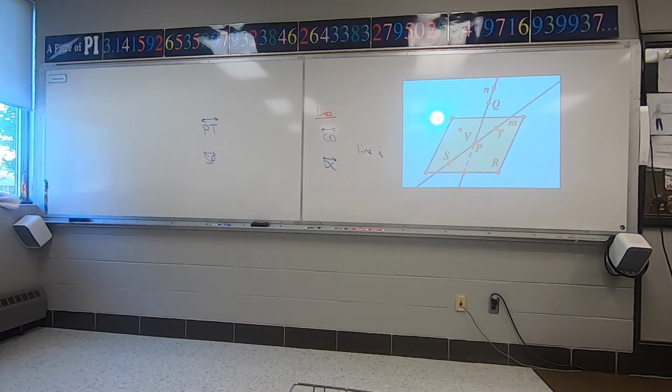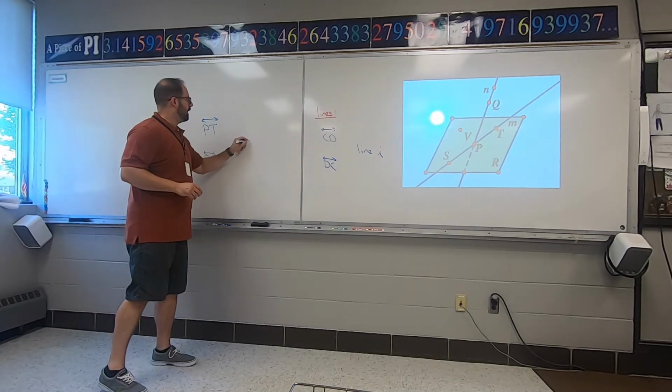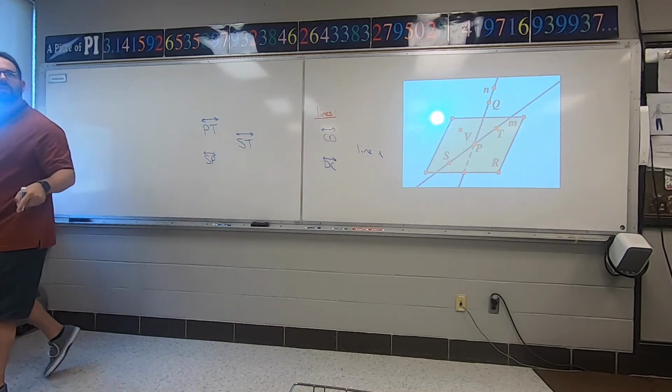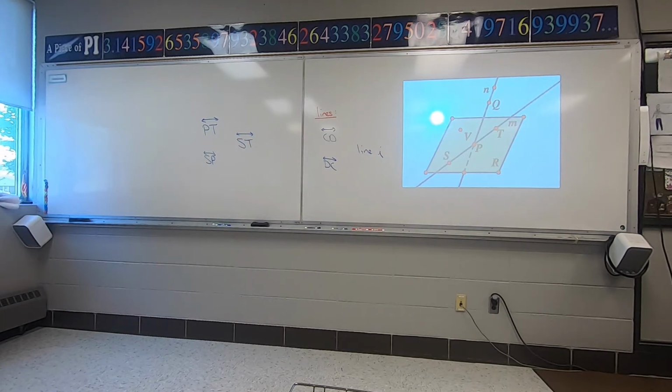Could you do line ST? ST, perfect. Same line, just written differently, a different name to it. You could switch the letters around. TS. Different name again. So that's the weird thing about geometry. There are a lot of different answers to the same question.